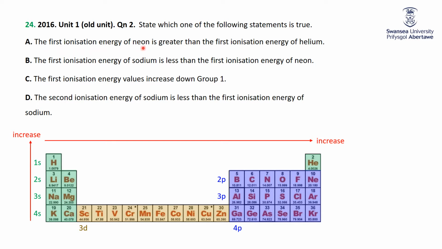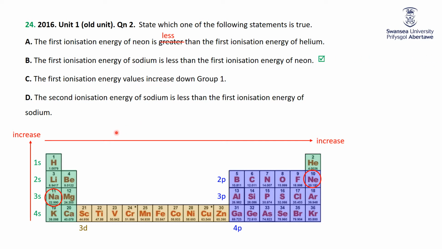First, ionization energy of neon and helium. Well, there we go. Neon is actually lower than helium, so therefore neon would be lower than the ionization of helium. Sodium there versus neon there. Well, we can see that not only are we going up, we're also going all the way across to get from sodium to neon. So that means that sodium will definitely be less than neon.